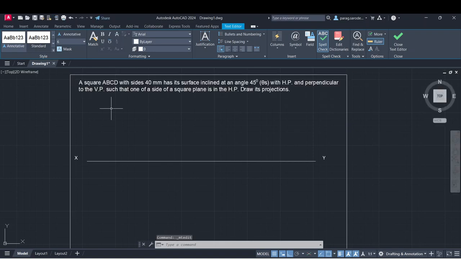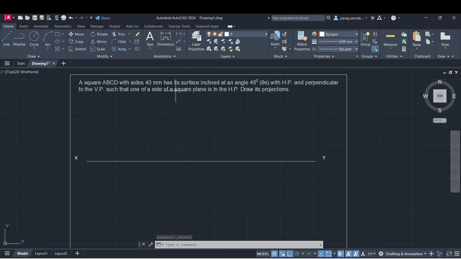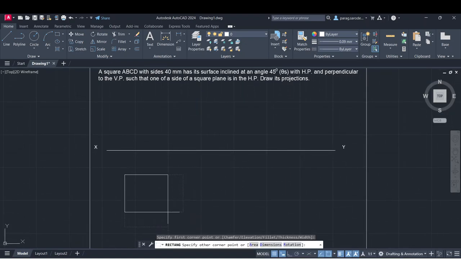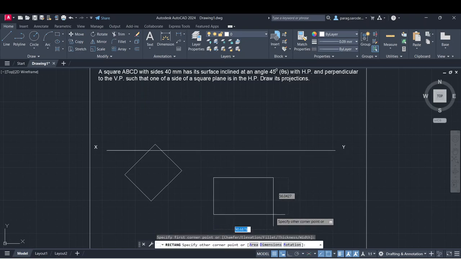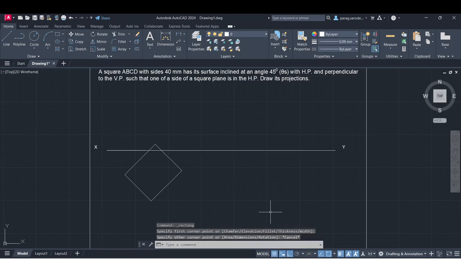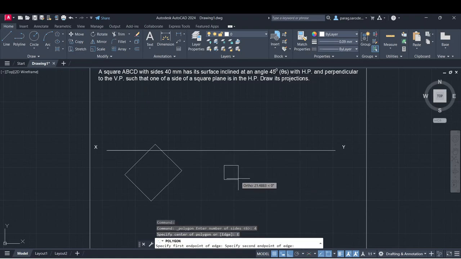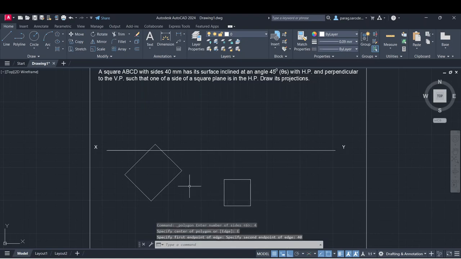Also it is mentioned that one of the sides of the square plane is in the HP. So, how does it need to be placed? A square ABCD can be shown in two ways, right? Suppose this is one way. And another orientation the square will have is if you rotate this by 45 degrees. So this is one orientation. What is the other orientation? All sides are 40, right? I need to take a polygon in that case. These are the two possible orientations for the square.